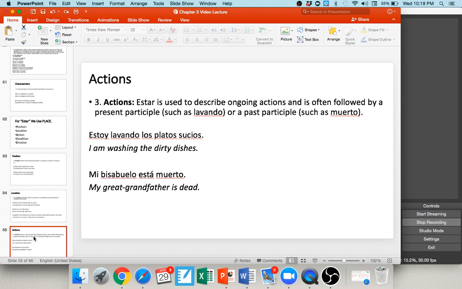This is most commonly used with the present progressive tense in Spanish, which you will learn about in Chapter 5, so I won't go into that too much here. But typically this is used to describe an ongoing action. So, estoy lavando los platos sucios. I'm washing the dirty dishes. You can also use it with a participle like dead, alive, broken. Mi bisabuelo está muerto. My great-grandfather is dead. Está muerto. So actions.